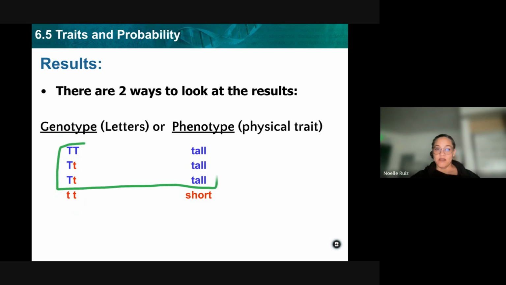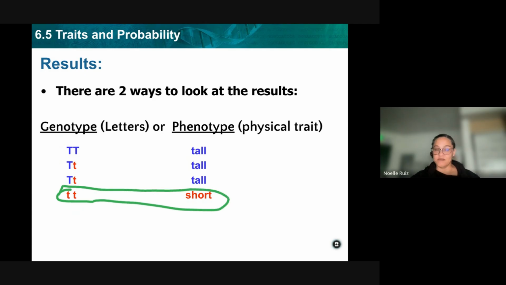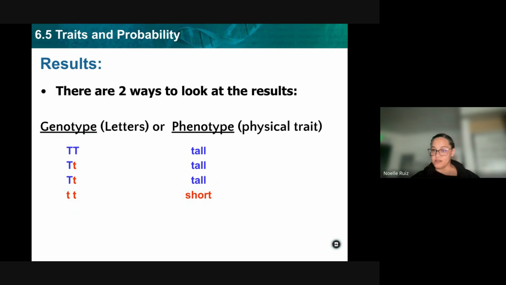These 3, if the child inherits any of these 3 genotypes, its phenotype will be tall. If it inherits all recessive alleles, both recessive alleles from the parent, it will be short.